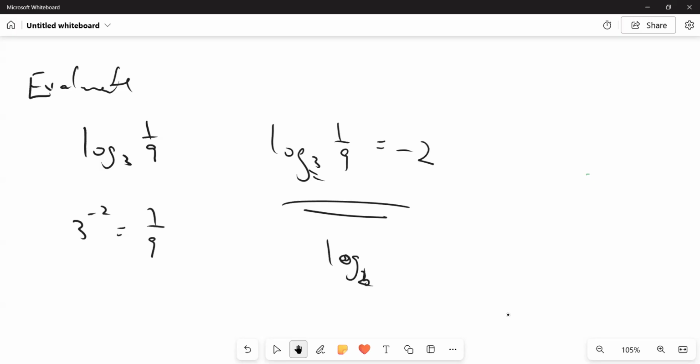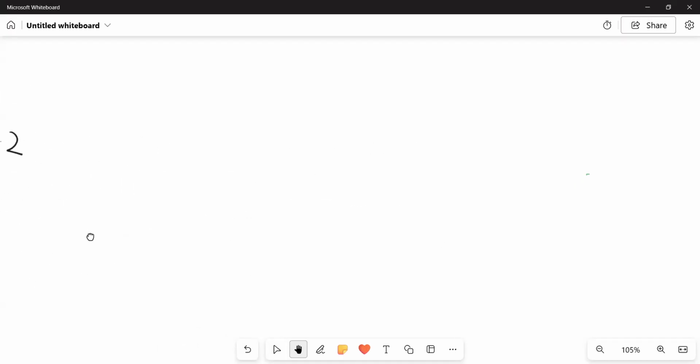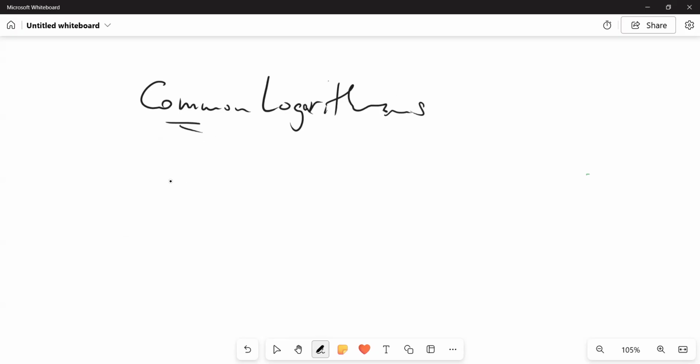So what we're going to do is try to write all numbers with a base of a single number, right? And they came up with, you know what? Since we're dealing with a base 10 system, they came up with something called common logarithms, right? I left out the R. Yeah. Common logarithms. And common logarithms have a base of 10.